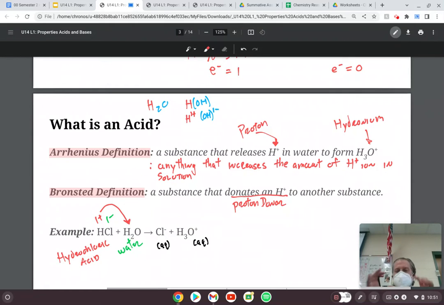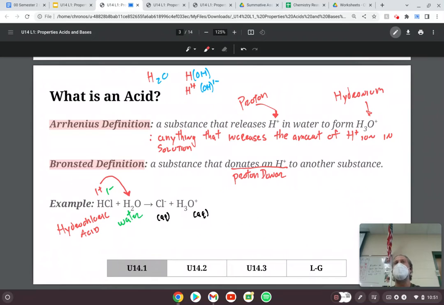So going back to the two definitions up above, an Arrhenius acid is anything that adds hydrogen ion to your solution. A Bronsted-Lowry acid is anything that transfers hydrogen ion to something else. So in this case, the hydrogen was transferred to water, and now we have H3O plus. Okay.